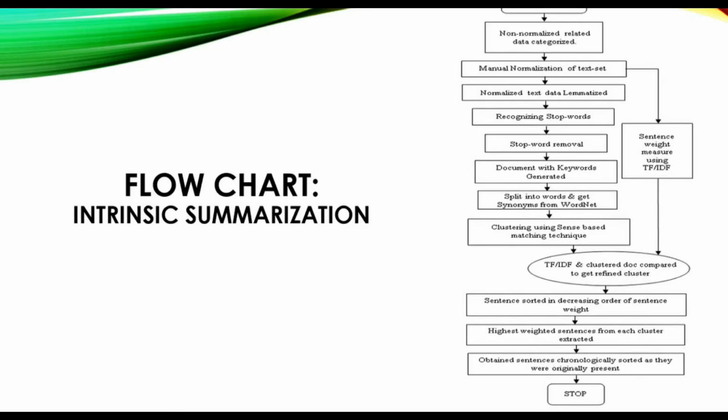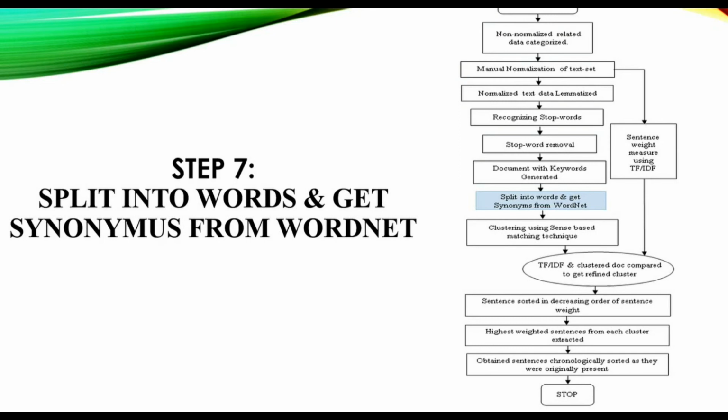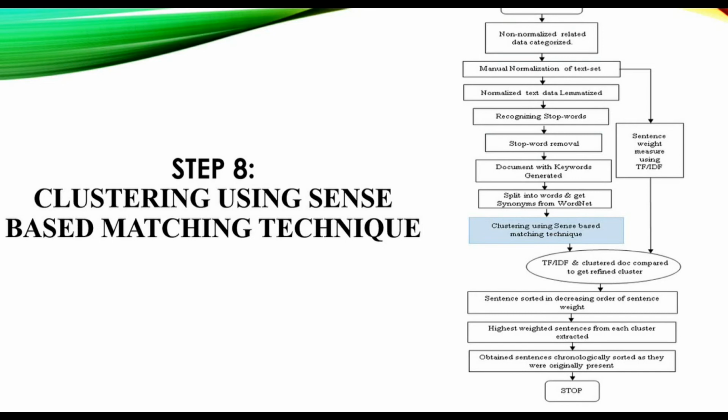Now, for the intrinsic text summarization. Steps 1 to 6 are exactly the same as they were in the extrinsic summarization technique. The document with the keywords generated file is at our hand. The sentences are then split into words and semantically matched. The process is depicted in the figure where we see two sentences.